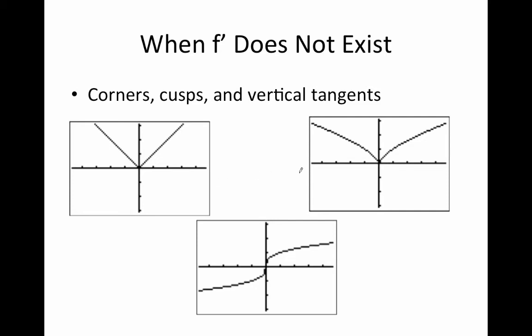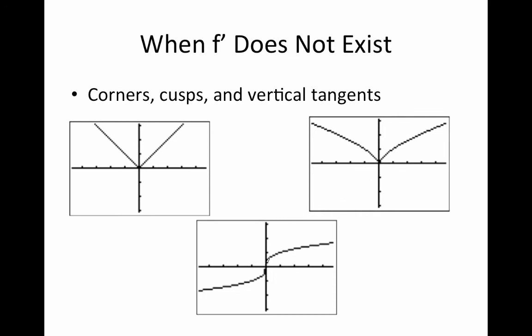Okay? Second place that can happen is a cusp. So same idea. From the left and from the right, the tangent lines have different slopes. So at 0, there's not a limiting value for that slope. So we can say the derivative does not exist.